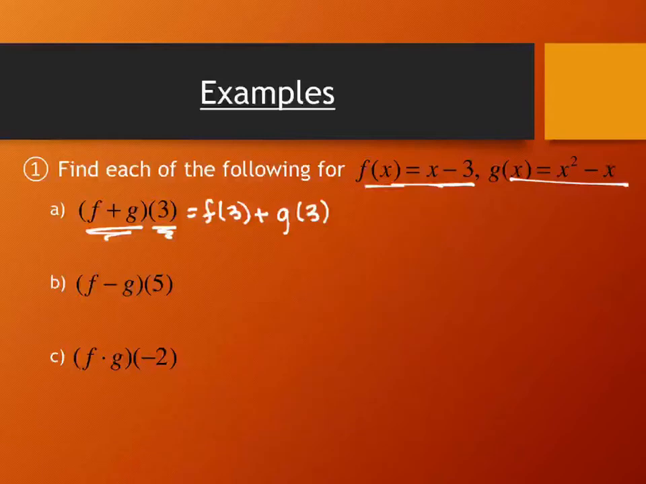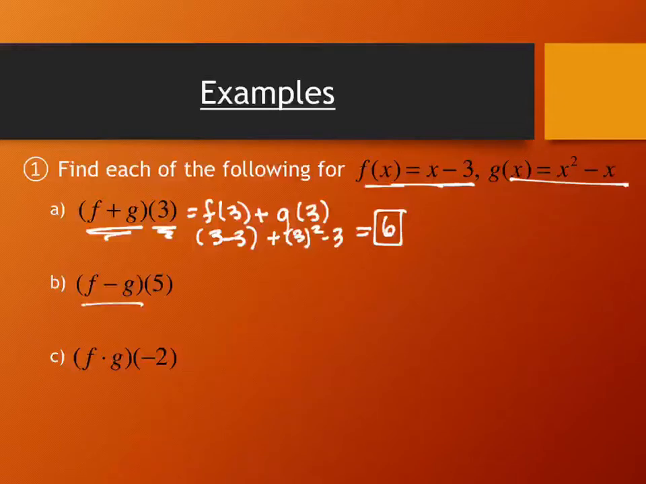and add the results together. So if I plug in 3 to f of x, I would have 3 minus 3. And if I plug in 3 to g of x, I will have 3 squared minus 3. So 3 minus 3 is 0. 3 squared is 9, and 9 minus 3 is 6. So I end up with a grand total of 6. It's just what you would expect, right? It says add them together, you add them together. It says put in the 3, you put in the 3.